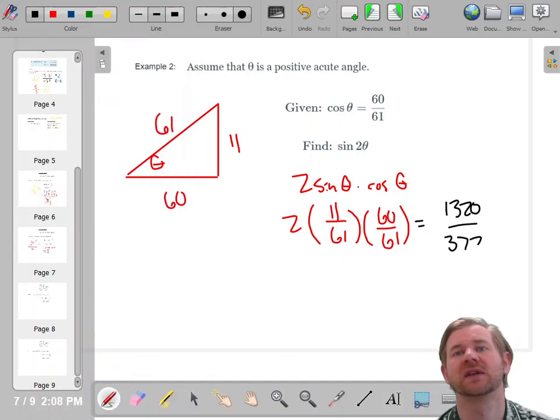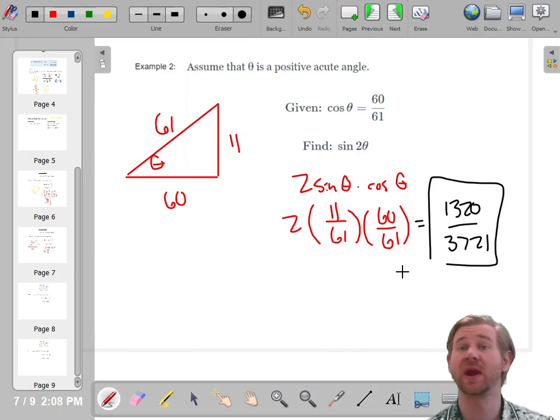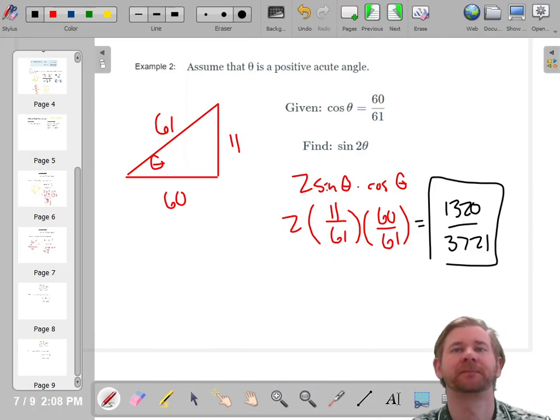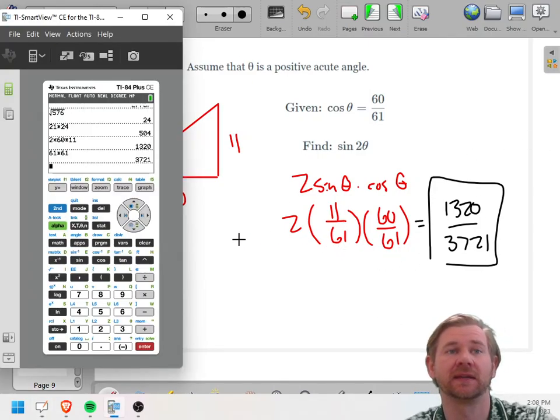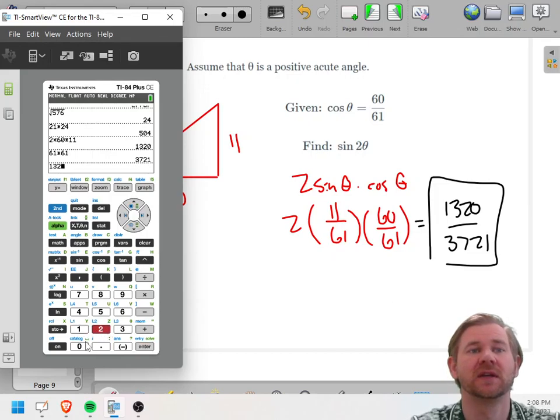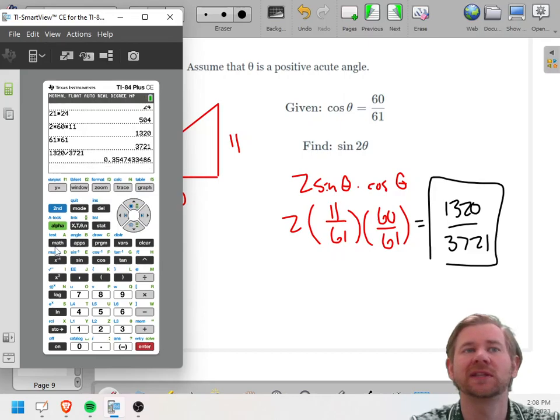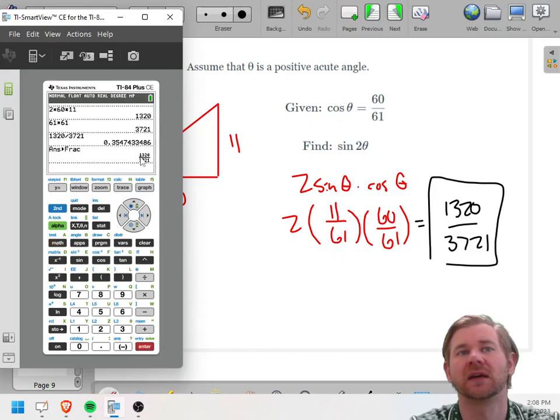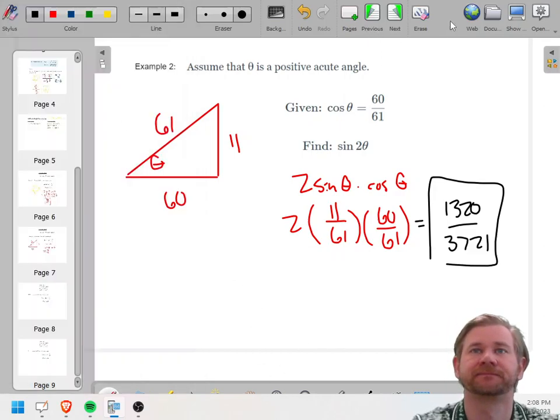Okay, again, weird answers. That's okay. They can be weird. Just hang in there. Use your calculator. You got big numbers. If that fraction reduces, you should try it. So you can always have the calculator help you. 1320 divided by 3721. Be like, hey, will you make that a fraction for me? It's like, yeah, it's the same. Okay, it doesn't reduce.